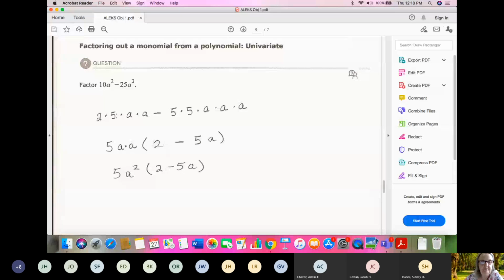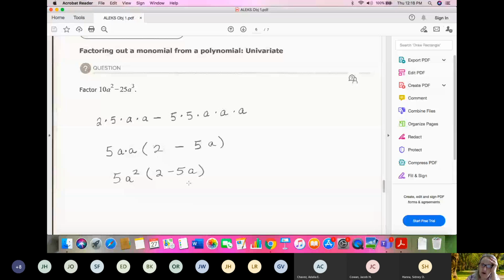Minus in the middle. Now here we have 5 times a times a. Imagine all of this has been crossed out, and we still have the 5 here and the a here left. Now what we're going to do in this next step is just clean up. This is 5, a times a is a squared. And then I just copied this down, 2 minus 5a. There's really nothing else we can do here except to check our work.